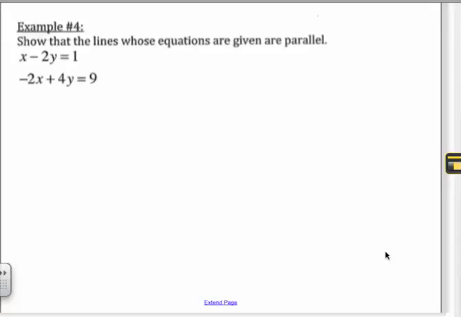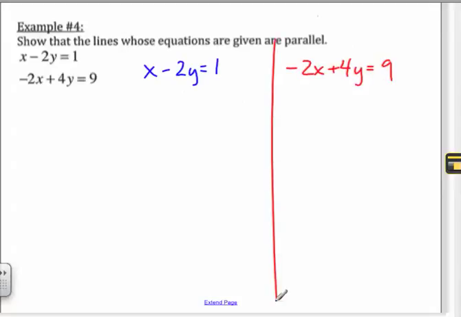So I'm actually going to write these out separately so that I can work down. I'm going to do x minus 2y is equal to 1. And then I'll do the other equation over here: negative 2x plus 4y is equal to 9. I put them side by side so I could work down. Help me put this one in function form. Everett, help me put the blue one in function form.